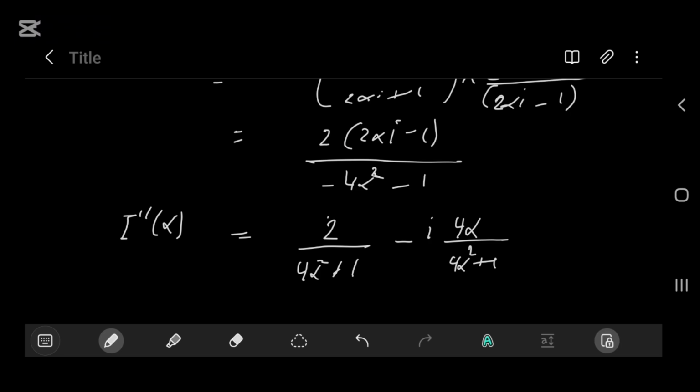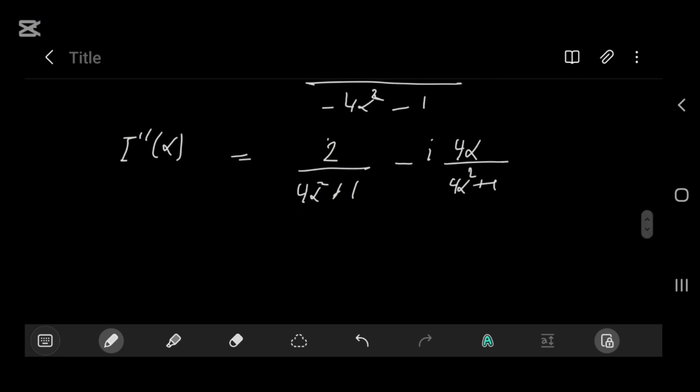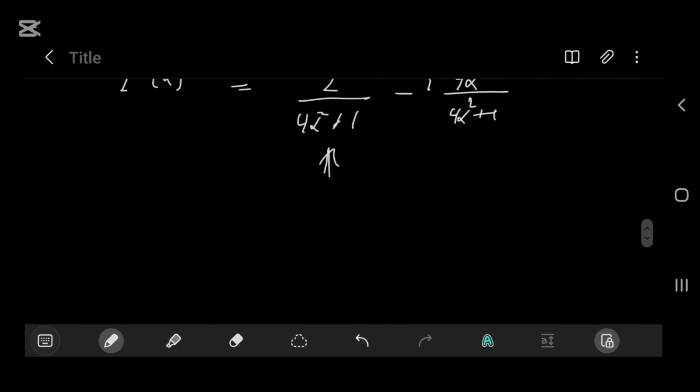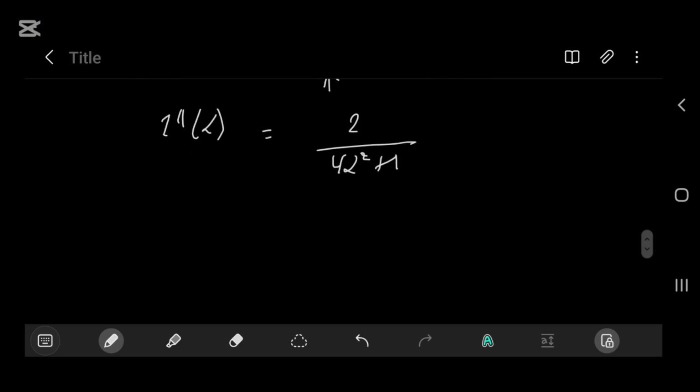Okay, cool. So what we need is the real part. This is the real part we need to integrate. So I double prime of alpha equals 2 over 4 alpha squared plus 1. And so what shall we do next? Again, now we need to integrate both sides with respect to alpha.